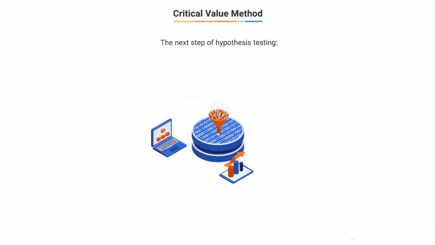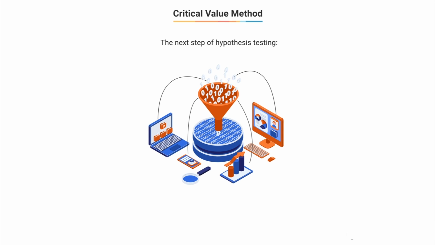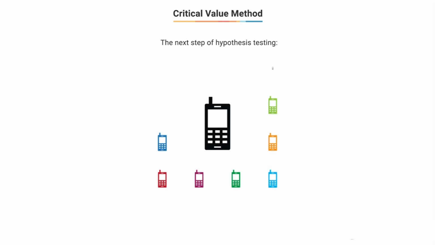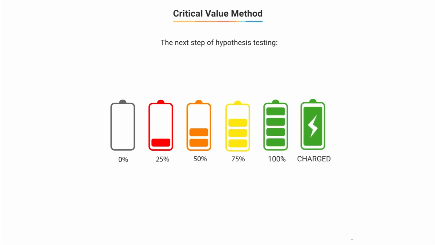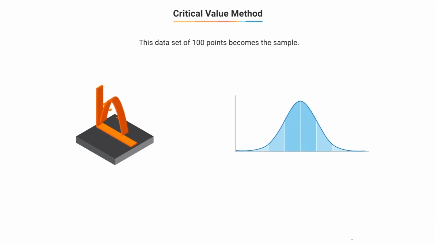Your first task is to collect as much data as possible. For instance, let's say you sample 100 Max smartphones. You measure the time taken by them to go from 0% battery to 100% battery power. So this data consisting of 100 points becomes your sample. You now calculate the mean and standard deviation of the sample. On calculating, the sample mean is 30.37.